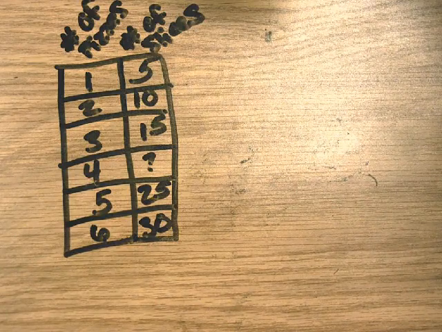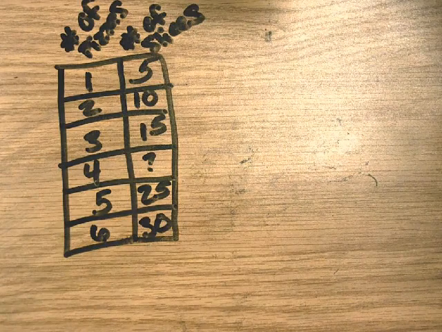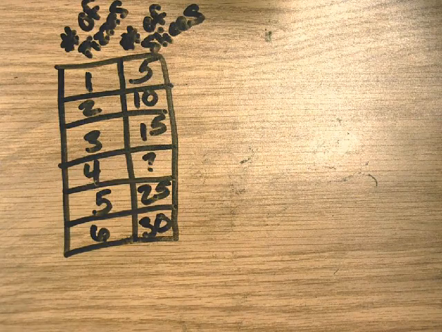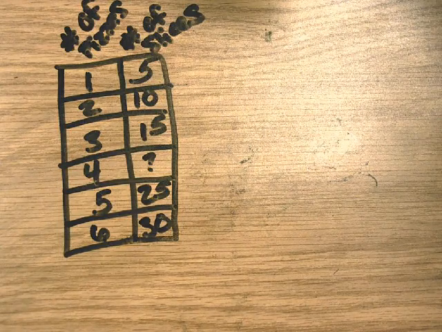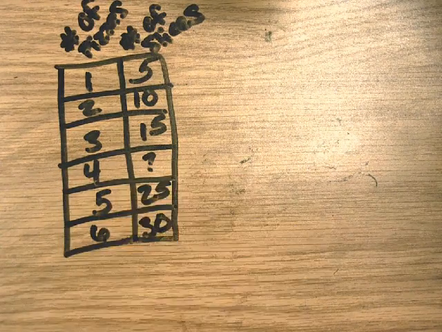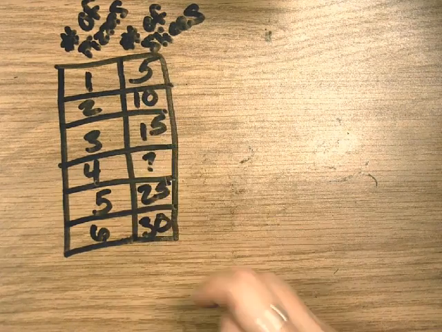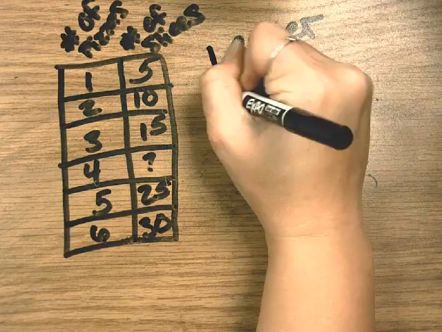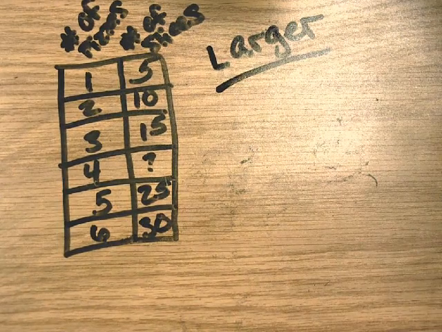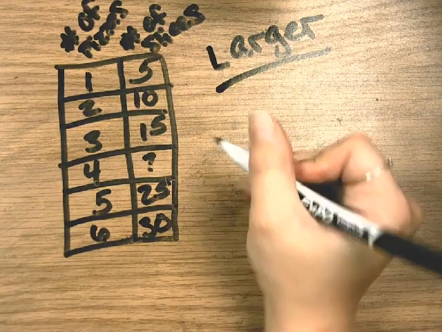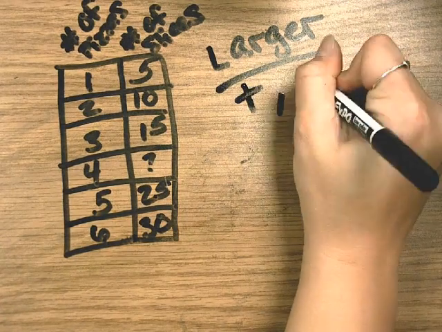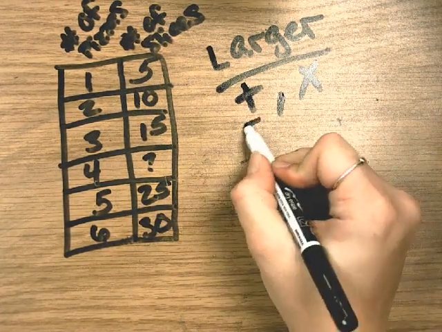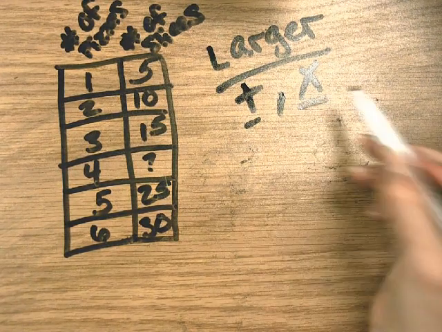So what I tell the kids is that the first step when looking at an input-output table is to figure out if the output is getting smaller or bigger than the input. So looking at our table, the output is getting larger. So I tell them to write "larger" at the top of their paper. If the output is getting larger, well, the way we make our numbers larger is either by adding or multiplying. So their potential rule is either going to be an addition or a multiplication rule.